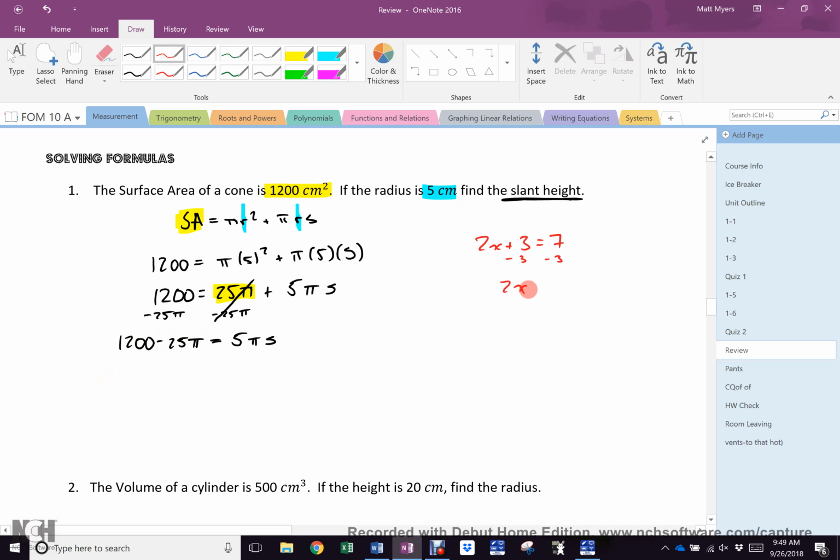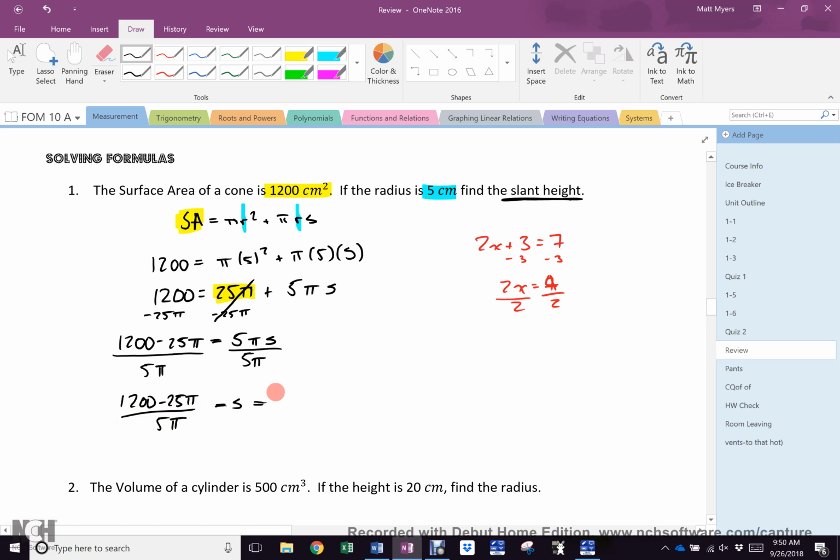So I've done that over here. Now I have 2x equals 7, 2 times x. I divide by 2, equals 4. I divide by 2, I divide by 2. Well, over here I have 5 times pi times s. So I must divide by 5 to get rid of the times 5 and divide by pi to get rid of the pi. So I do the same thing over here. And s is left as 1200 minus 25 pi over 5 pi.